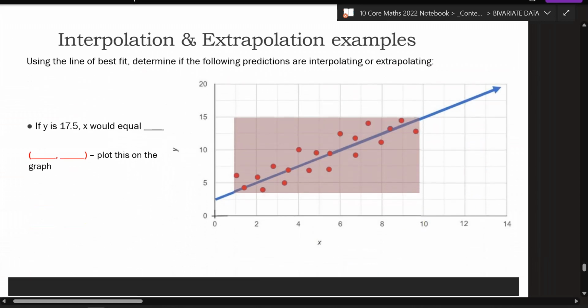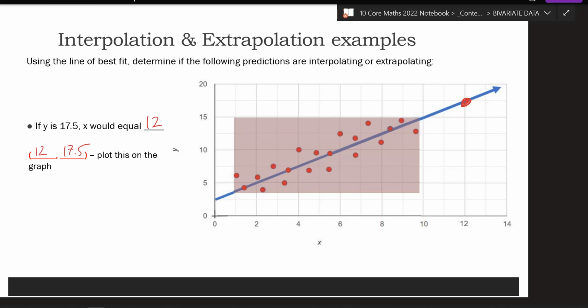Okay, let's make another prediction. If y is 17.5, what's x? So we're looking at the y-axis now. And you can see for y, the limits are around 4 up to 15. So 17.5 is about here. And on the line, there it is. Okay, right there. So if y is 17.5, x should be 12. So what's that coordinate, guys? (12, 17.5). Okay, make sure you understand that. Now tell me, is it inter or extra?